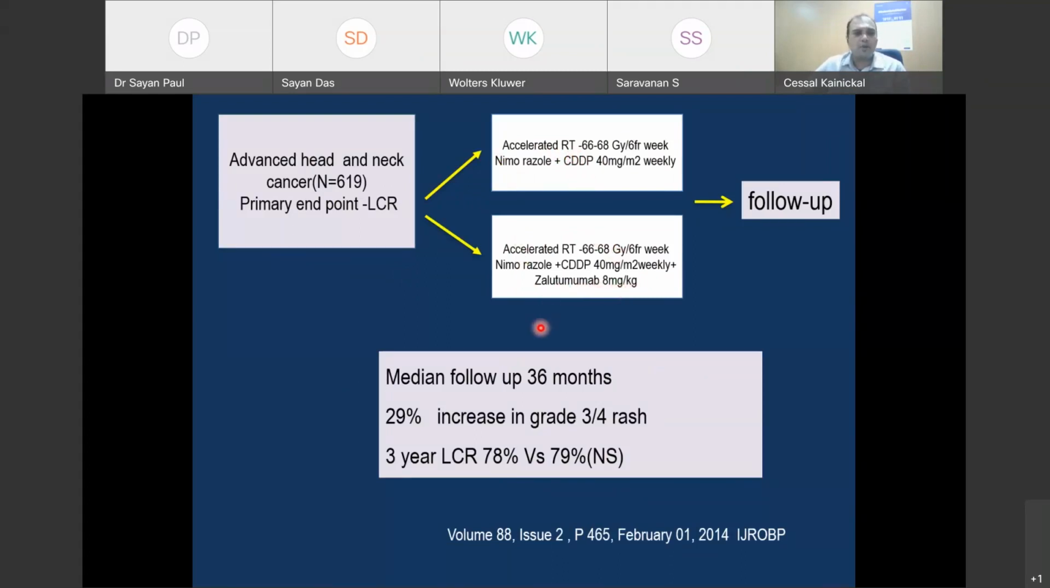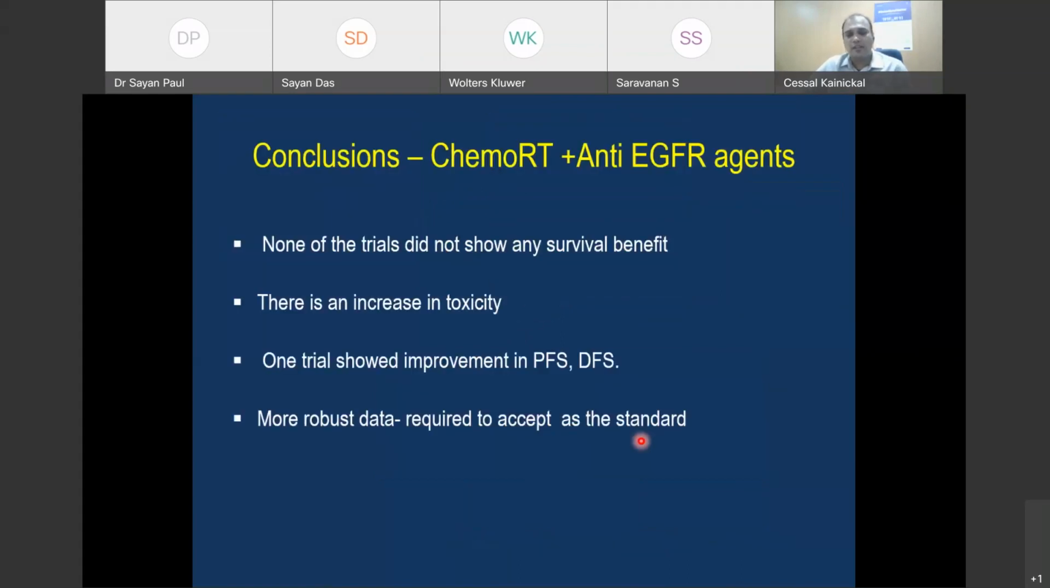The primary endpoint was locoregional control. So all the trials differed in their primary endpoints. In the RTOG trial, the primary endpoint was OS. In the TMH trial, it was progression-free survival. Here it is locoregional control. At a median follow-up of 36 months, there is no difference in the 3-year locoregional control, which was the primary endpoint. But there was a 29% increase in grade 3 and grade 4 toxic rashes in patients who received an anti-EGFR agent compared to patients who received chemoradiation.